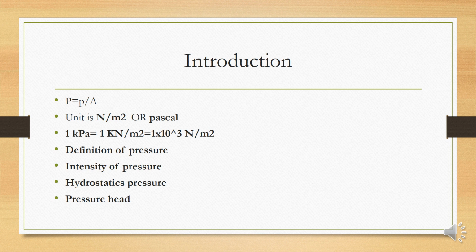Now we'll see the definitions of pressure. Pressure at a point due to a liquid is defined as the force acting per unit area. Its unit is Newton per meter square. Now intensity of pressure: the formula is again P upon A, and the unit is Newton per meter square or kilonewton per meter square, same as above.